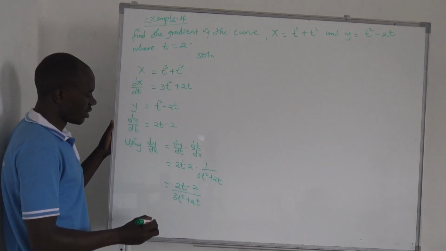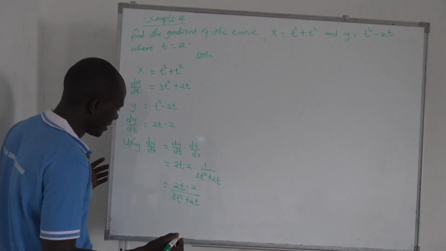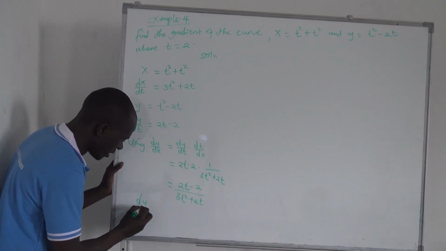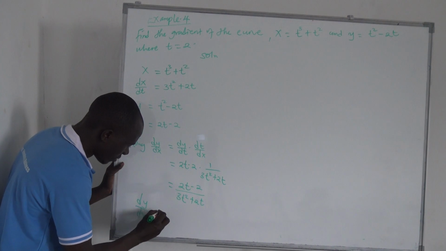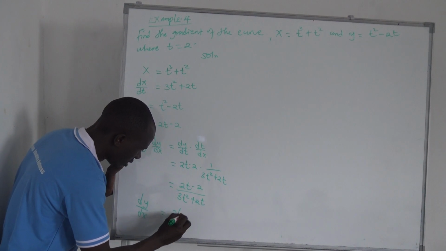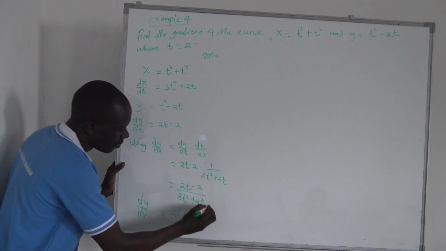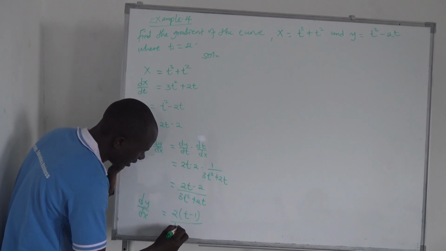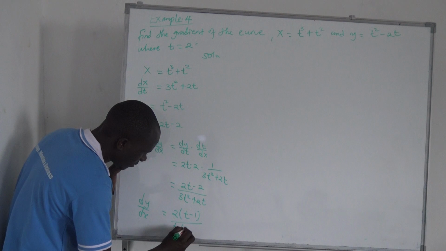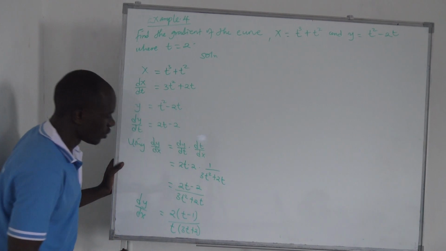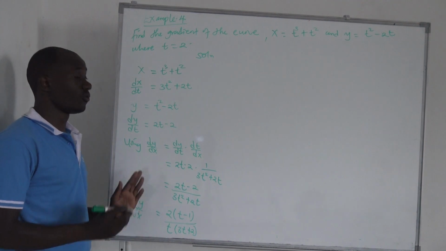If you want to factorize, there's no problem with that. What does it become? We are getting dy/dx. What is coming up is 2 into t minus 1 all over, and what is coming down, you are seeing a t, you remain with 3t plus 2. So we have already factored out, if you want.